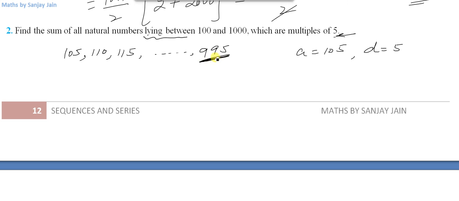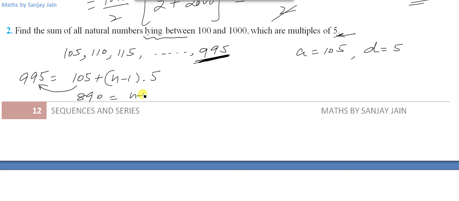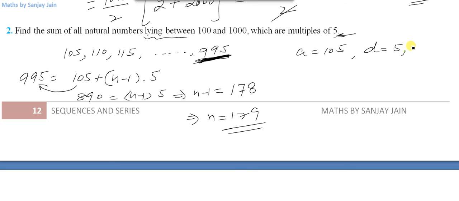Let us think that this term is the nth term. So 995 is equal to first term plus n minus 1 into the common difference which is 5. So if I bring it here, it will be 990 minus 100, that is 890, equals n minus 1 into 5. So n minus 1 will be equal to 178. So 5 sevens are 35, 5 eights are 40. So n will be equal to 179. I know A, I know D, and I have got n equal to 179. Can I find the sum of natural numbers now?